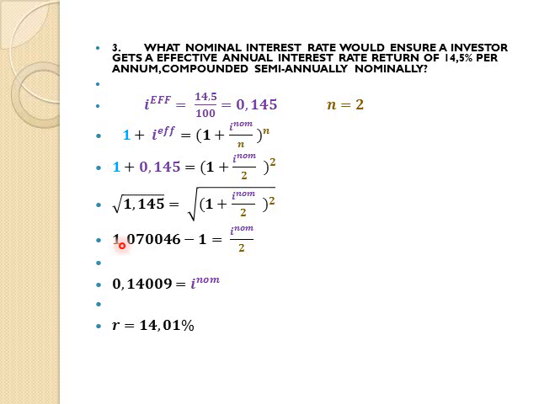So that would be 0.070046 multiplied by 2. That gives me 0.14009, and then I'm left with i nominal. Shift the comma 2 spaces. If I multiply by 100, I have 14.01%.